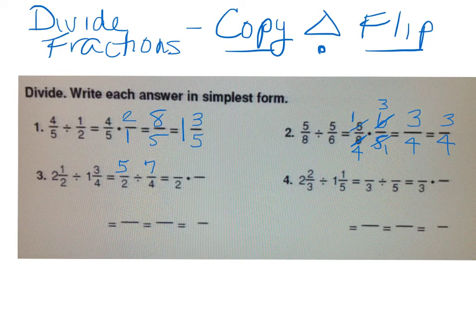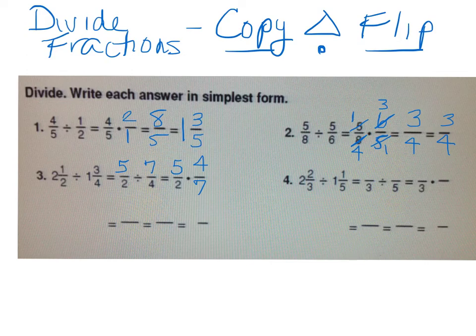So now let's copy, change, and flip. Our starting number is still 5 halves. That's our total, and we don't change that. So copy the 5 halves, change to multiplication, and now we're going to take the reciprocal of our second fraction. We're going to flip it, and we get 4/7.